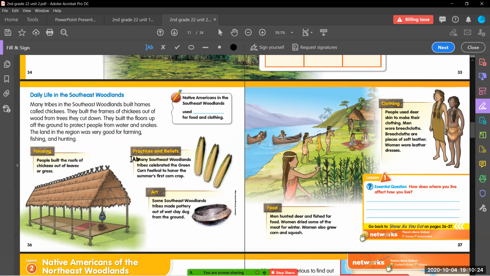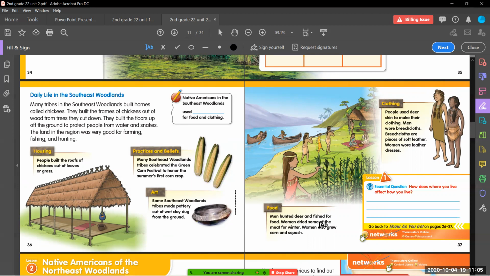Practices and beliefs. Many Southeast Woodlands tribes celebrated Green Corn Festival to honor the summer's first crop. So the first crop of corn that comes in the summer, they usually had a celebration around that time. And for art, some of the Southeast Woodland tribes made pottery out of wet clay dug from the ground. So when you dig down really deep, after you get past the regular soil and dirt, you'll get to a layer of clay that's kind of just really thick and kind of sticky. And they would make pottery out of that and then leave it out in the sun to dry so it got really hard so that they could use it.